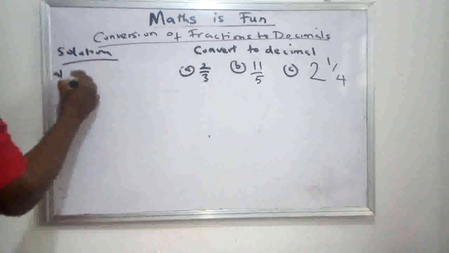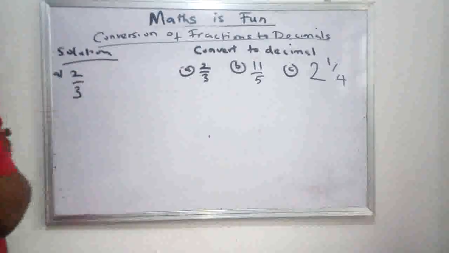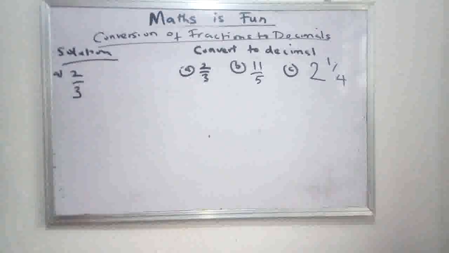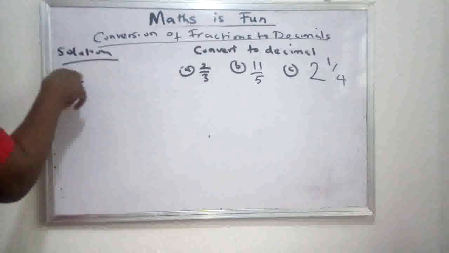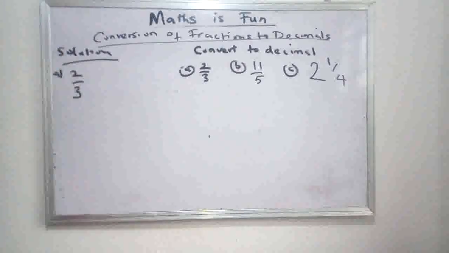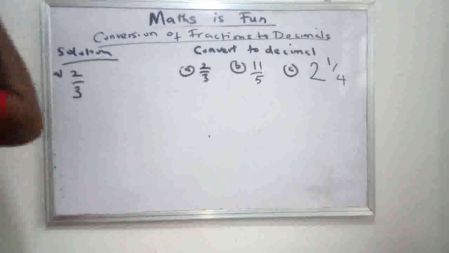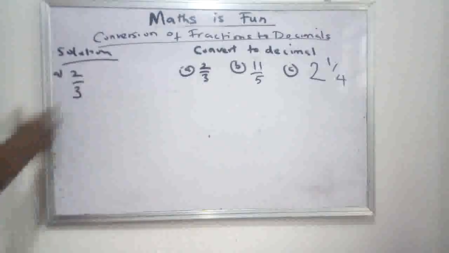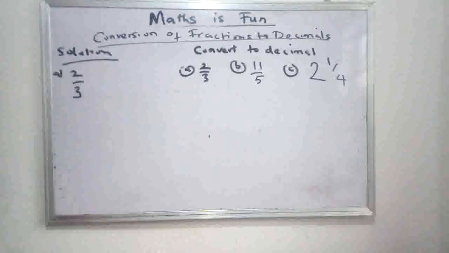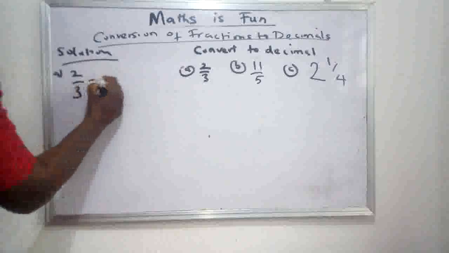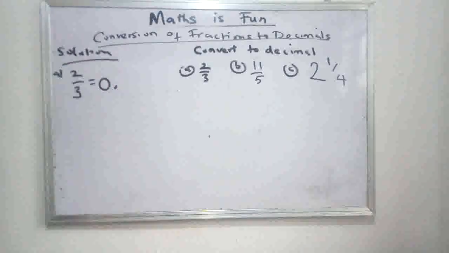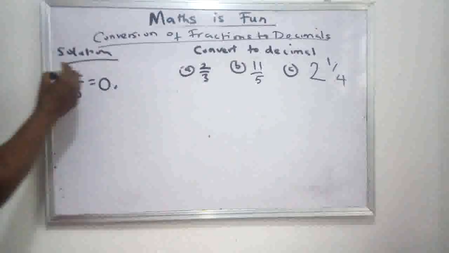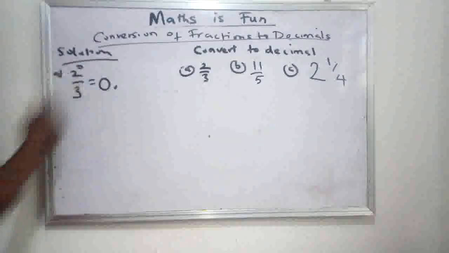A, 2/3. The simple way to go about this is to first of all ask yourself this question: how many 3 can you see in 2? Of course, you can't see any 1, because 3 is, of course, larger than 2. So you simply write 0 points. Then you attach a small 0 to this up here.